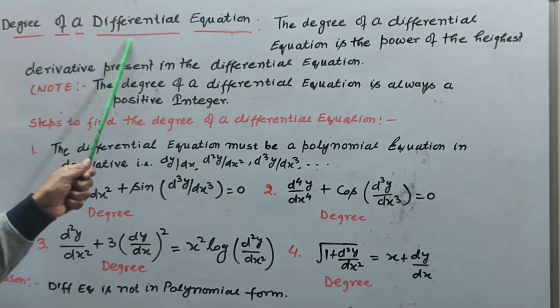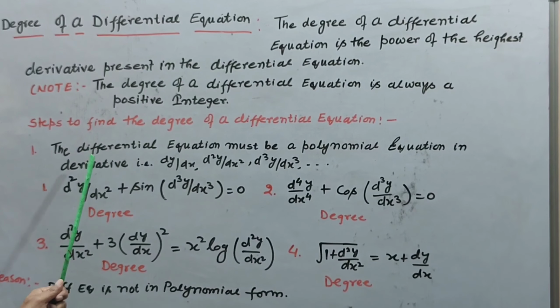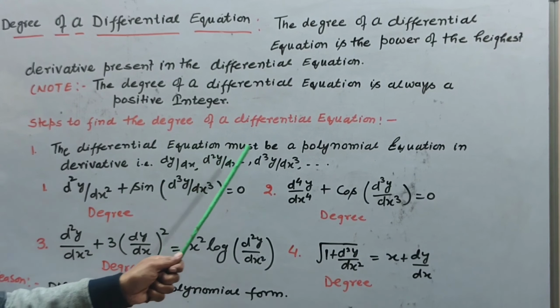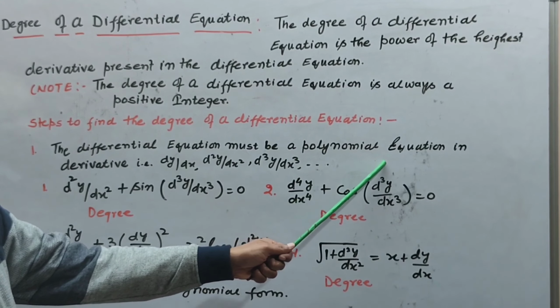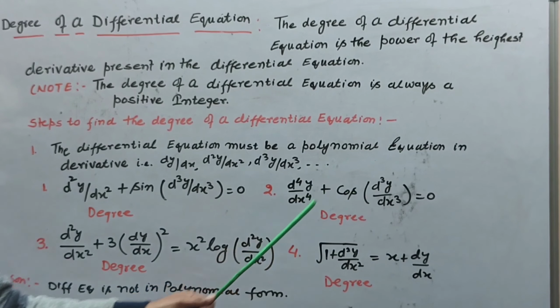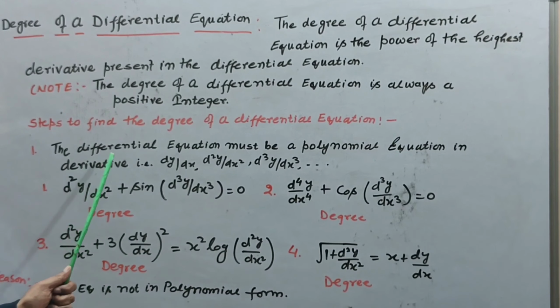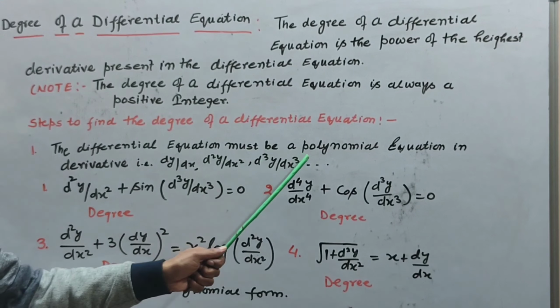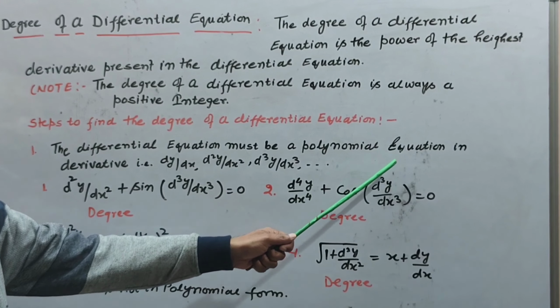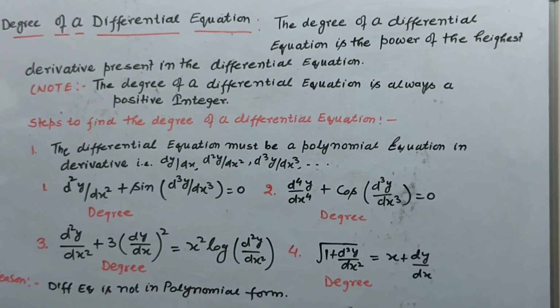To find the degree of a differential equation, in this step, it is given that the differential equation must be a polynomial equation. Suppose the differential equation is not a polynomial equation, then can we find the degree of the differential equation? So I have taken these 4 examples.